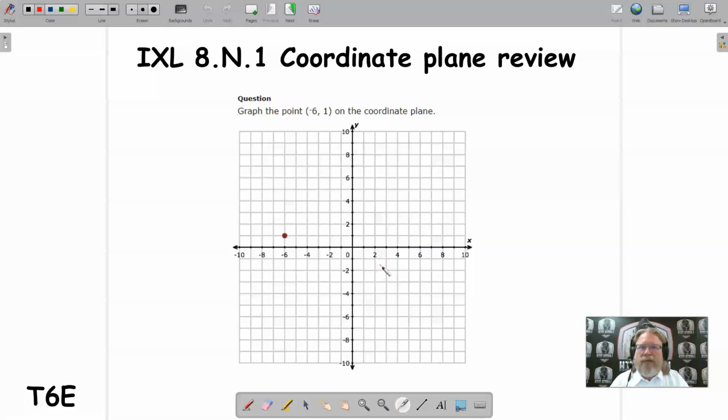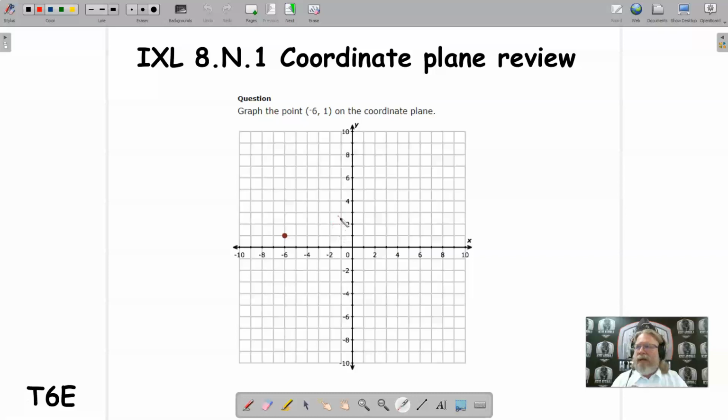This video is for IXL Activity 8.N.1. It is titled Coordinate Plane Review, and the 3-character code for this video is Tango 6 Echo. Tango 6 Echo. So, coordinate plane.